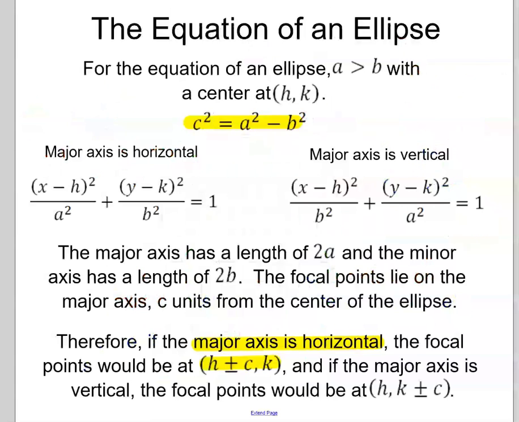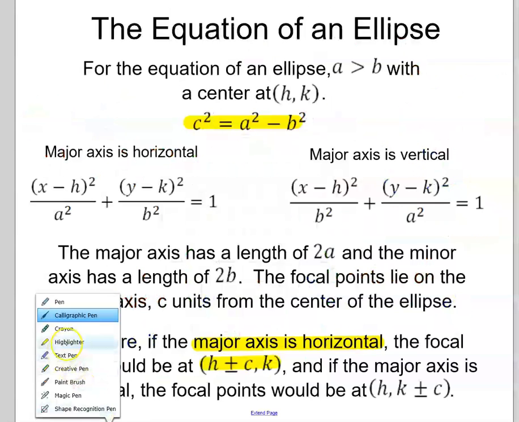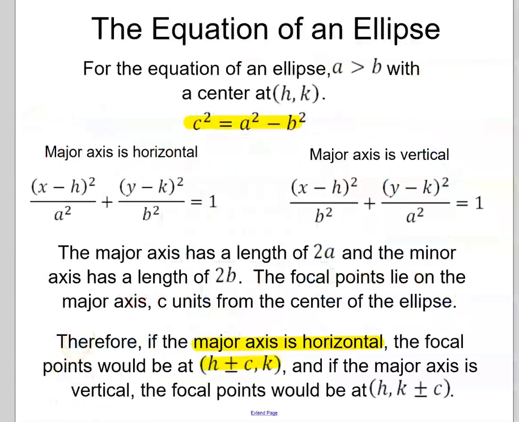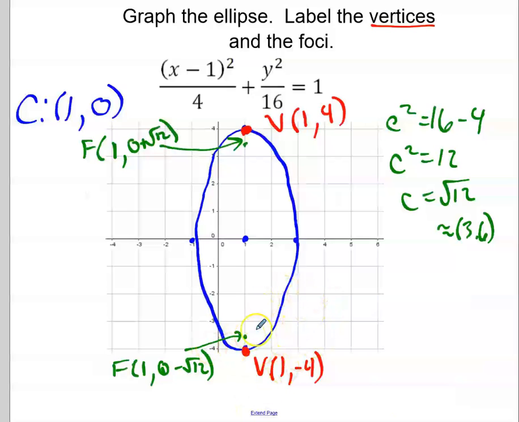If you go back, you can see here, if the major axis is vertical, your focal points, you don't change the h, but you add c to the k and you subtract c from the k. Okay, so you can see that we did that on this graph.